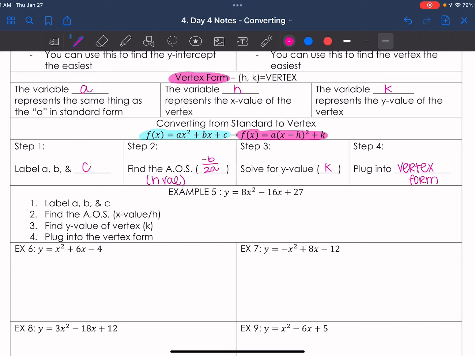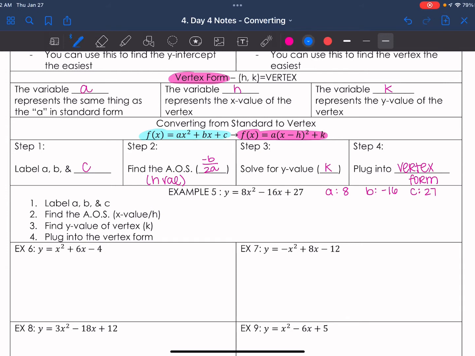So for example number 5, we want to label a, b, and c. So my a value is the coefficient of my x squared term, which is 8. My b value is the coefficient of my x term, which is negative 16. And my c value is my constant, which is 27.